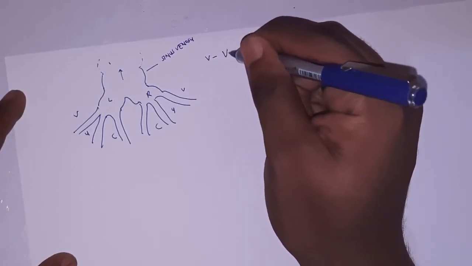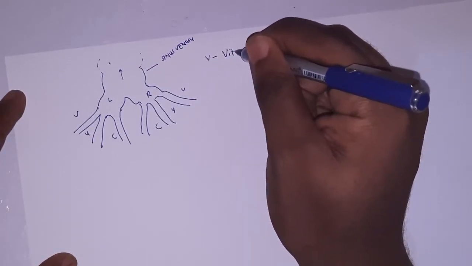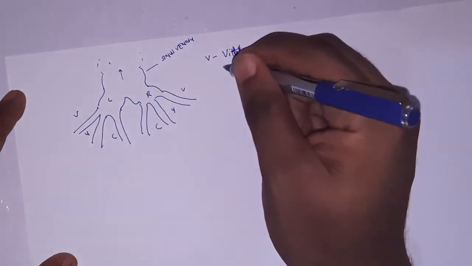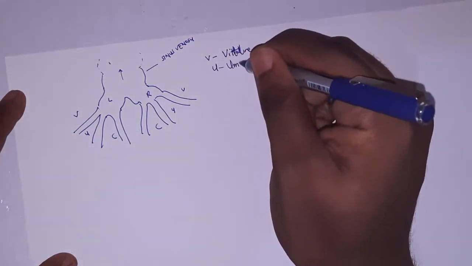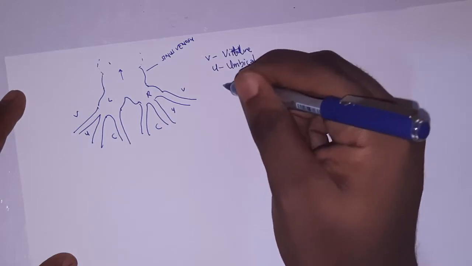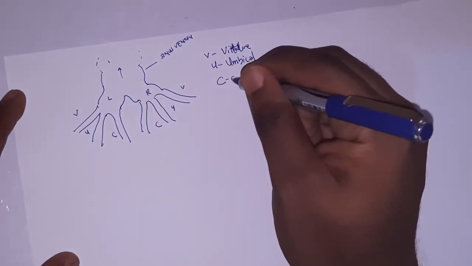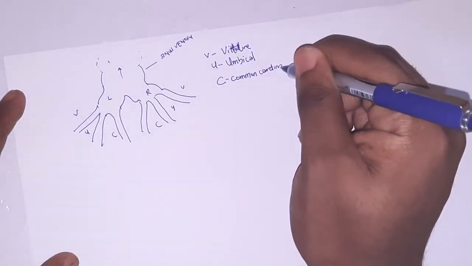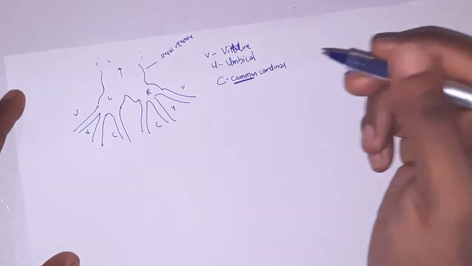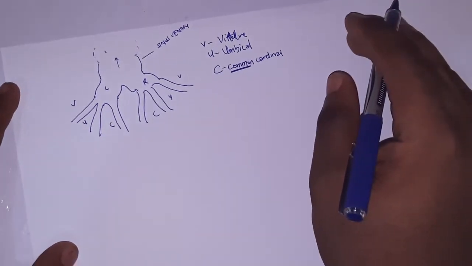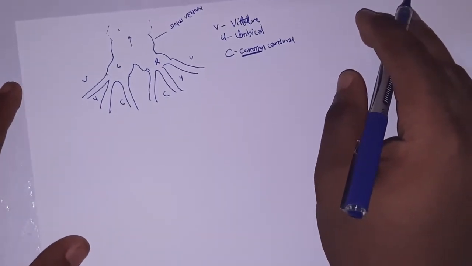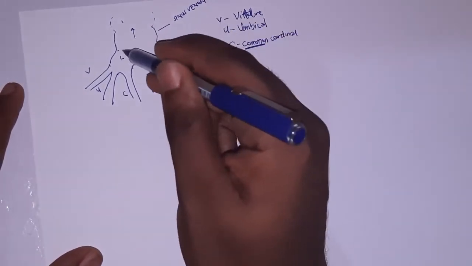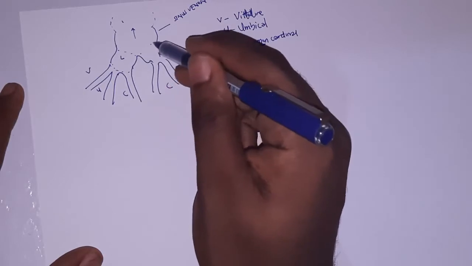V is the vitelline vein. U is the umbilical, while C is the common cardinal. Common because it has other branches like supracardinal and the rest. So what is particular about this is the changes.